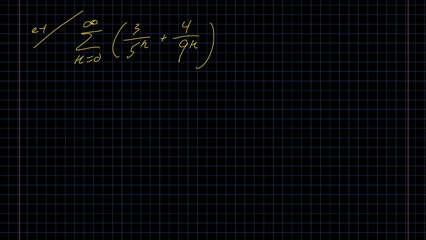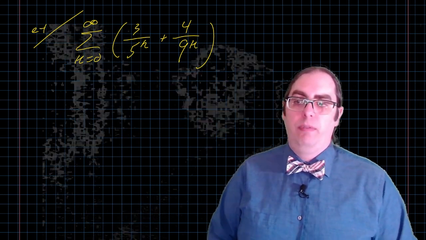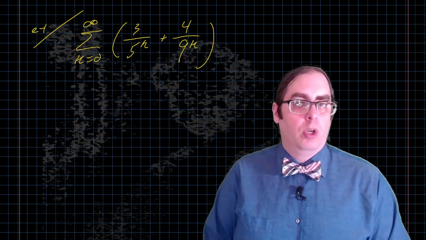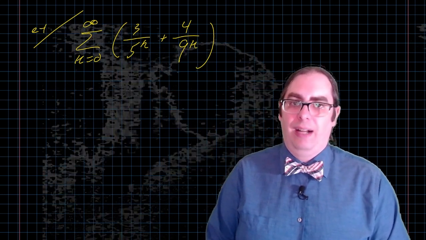So with all of those ideas in mind, I would like you to think about this infinite series. I've got the sum k goes from 0 to infinity of 3 over 5^k plus 4 over 9^k. Take a couple of minutes, see what you can do with that one, and I'll see you in the next video.